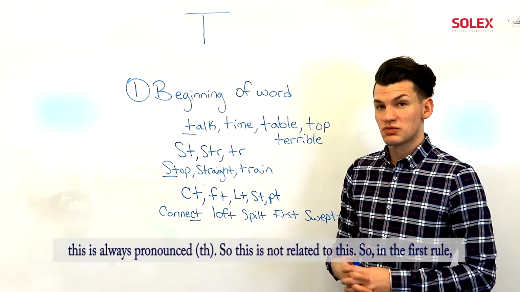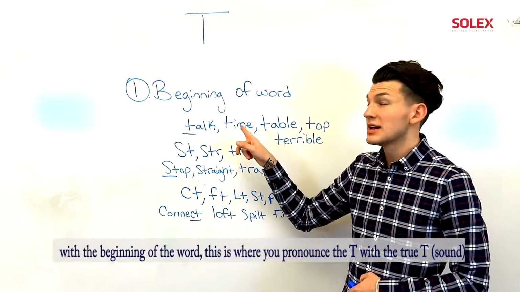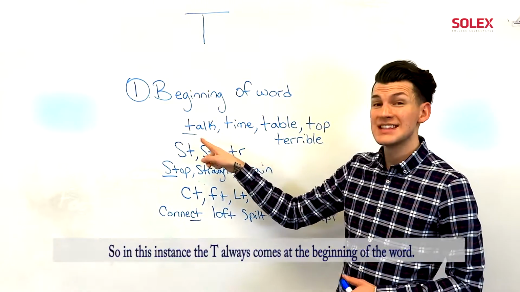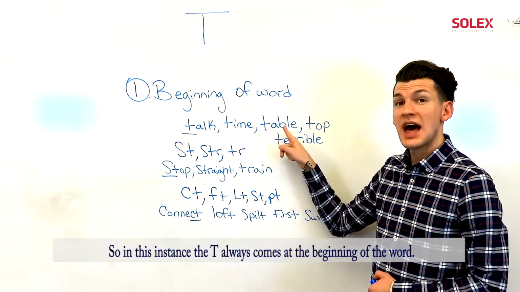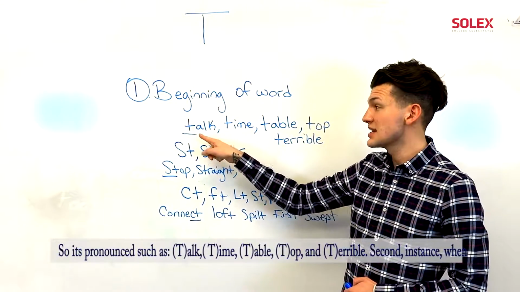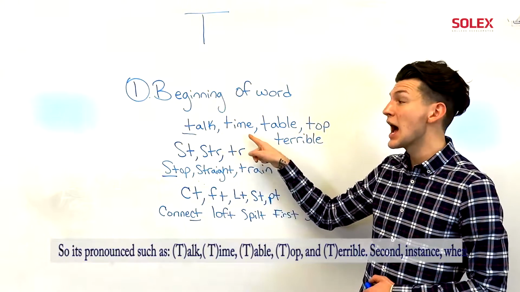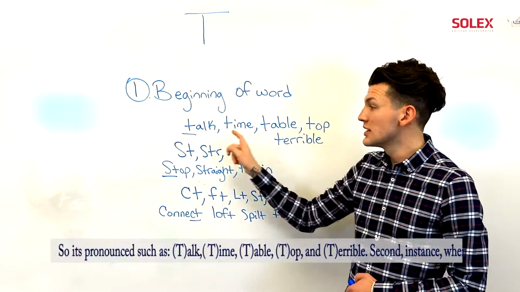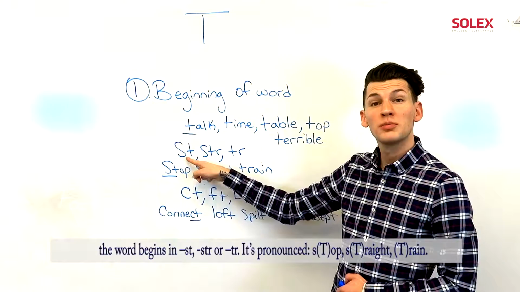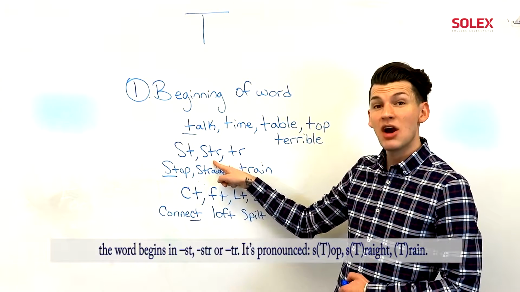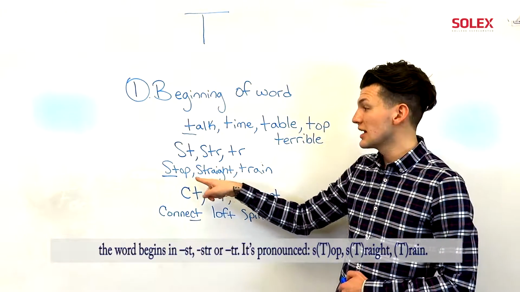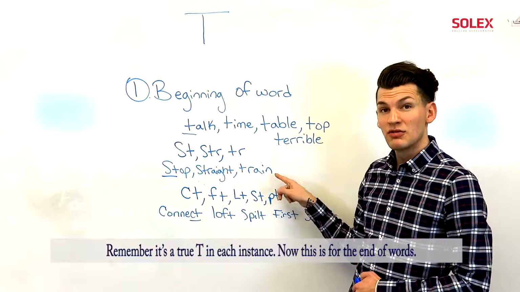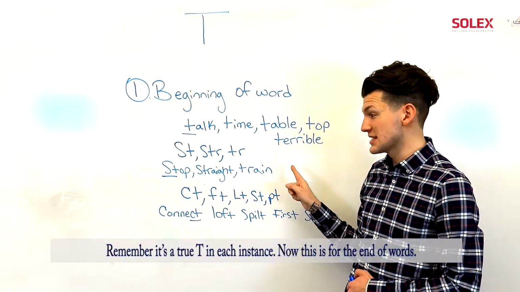Okay, so in the first rule, with the beginning of the word, this is where you pronounce the T as a true T. So in this instance, the T always comes at the beginning of the word. So it's pronounced such as talk, time, table, top, and terrible. Second instance, when the word begins in ST, STR, or TR, it's pronounced stop, straight, train. Remember, it's a true T in each instance.